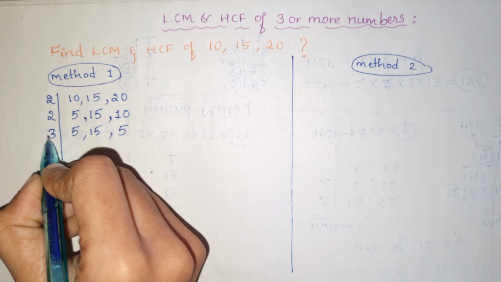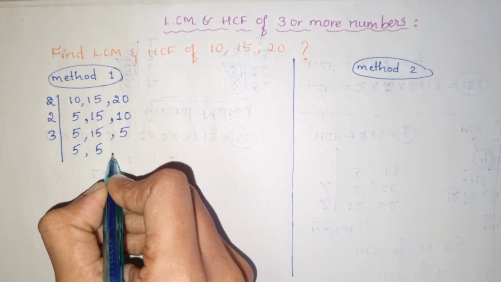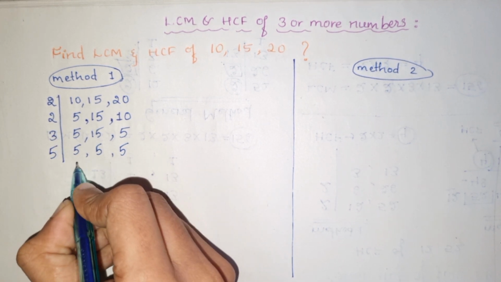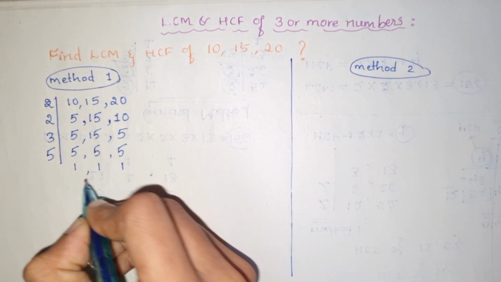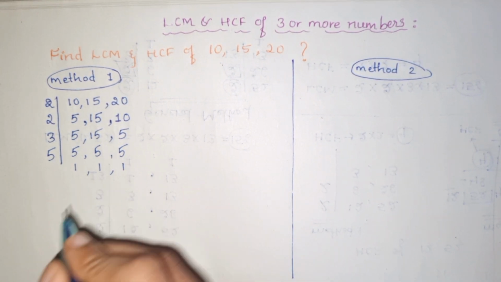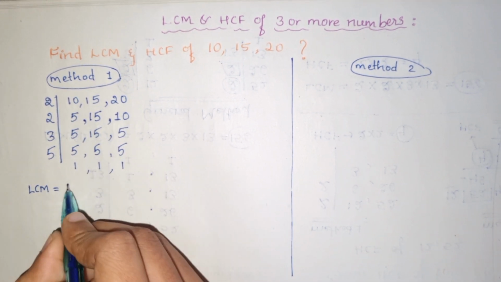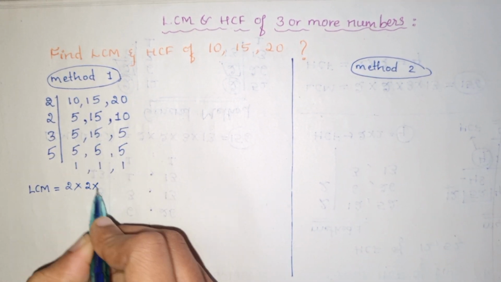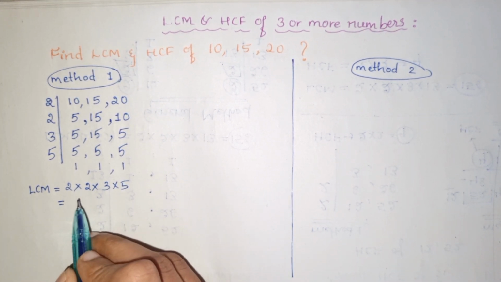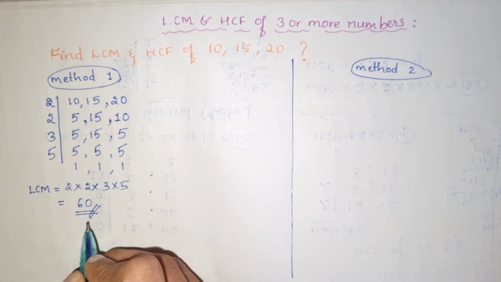Next we can use 3. 5 as it is. 3 5s are 15 and 5 as it is. Next prime number will be 5. 5 ones are 5, 5 ones are 5, 5 ones are 5. So our factorization is over. So these many numbers we got. So the LCM of these 3 numbers will be 2 into 2 into 3 into 5, that is 60. So LCM is 60.